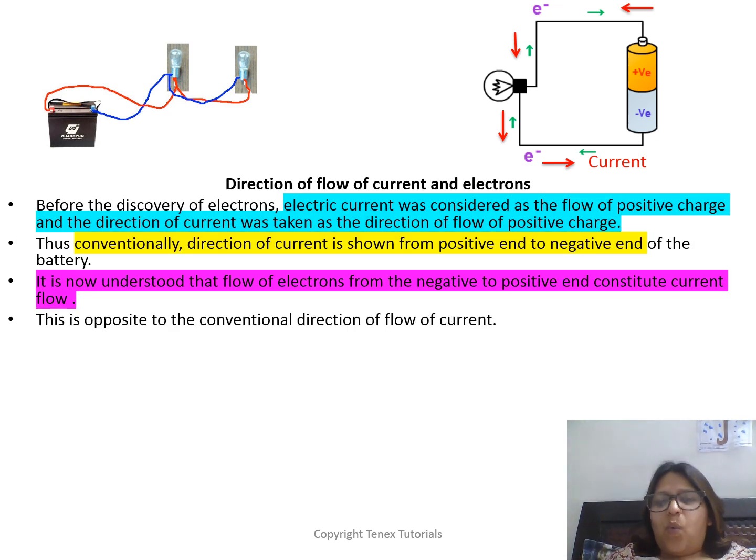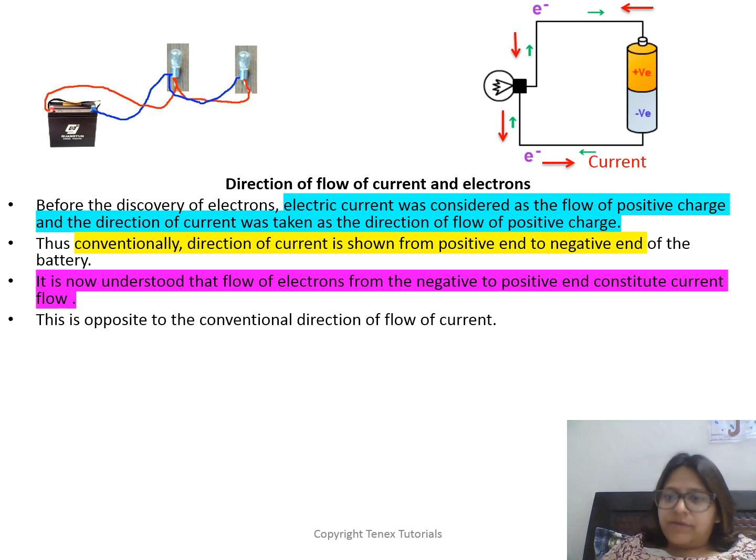So what is the direction of flow of current and electrons? Before the discovery of electrons and protons, as I told you, there was already a concept of positive and negative charge in place. The terms positive and negative charge were given by a scientist named Benjamin Franklin. Now guys, if I tell you there is a positive one and a negative one, which quantity would you say is bigger? You'll obviously say that the positive one is bigger than the negative one.